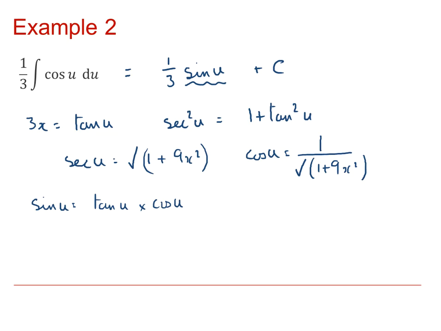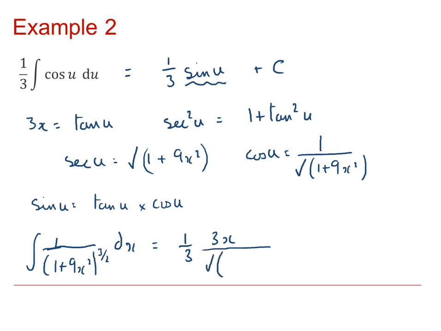So that expression at the top, the integral, which remember started off as the integral of 1 over 1 plus 9x squared to the power 3 over 2 dx, we've shown it's equal to 1/3 of, and then sine u is tan u multiplied by cos u, so that's 3x divided by the square root of 1 plus 9x squared. Of course, the 3's will cancel out of that to give you x over root 1 plus 9x squared.